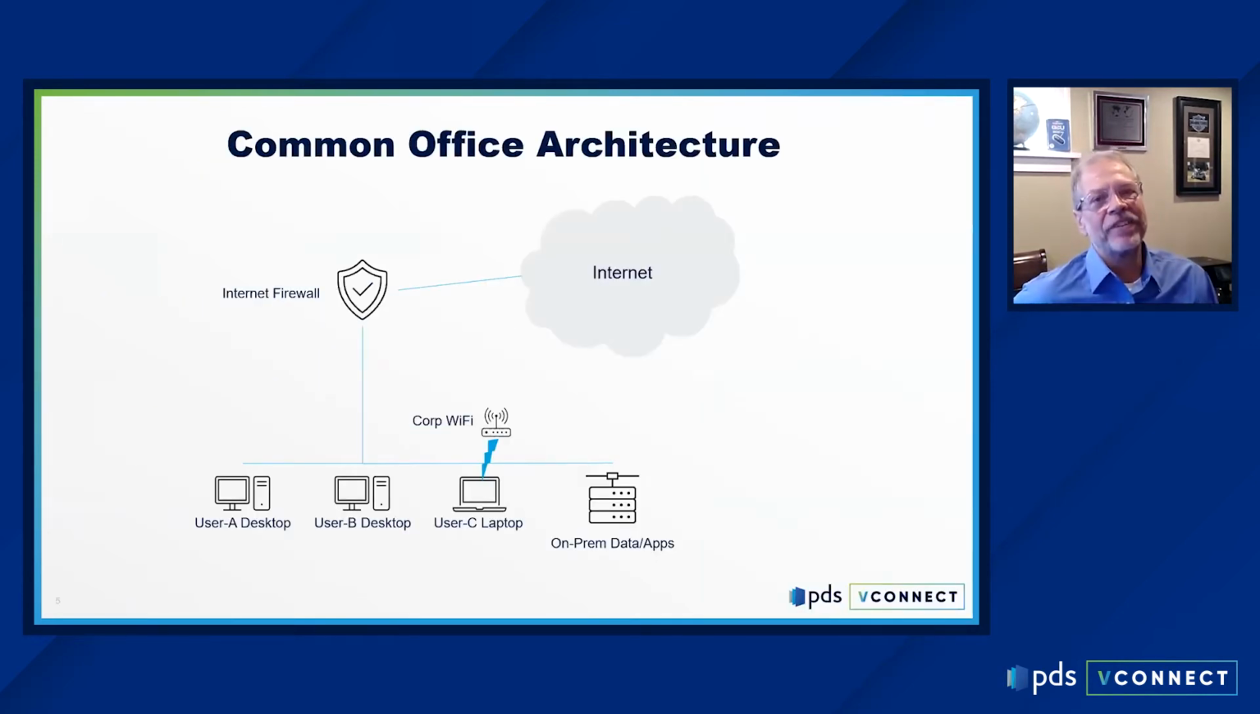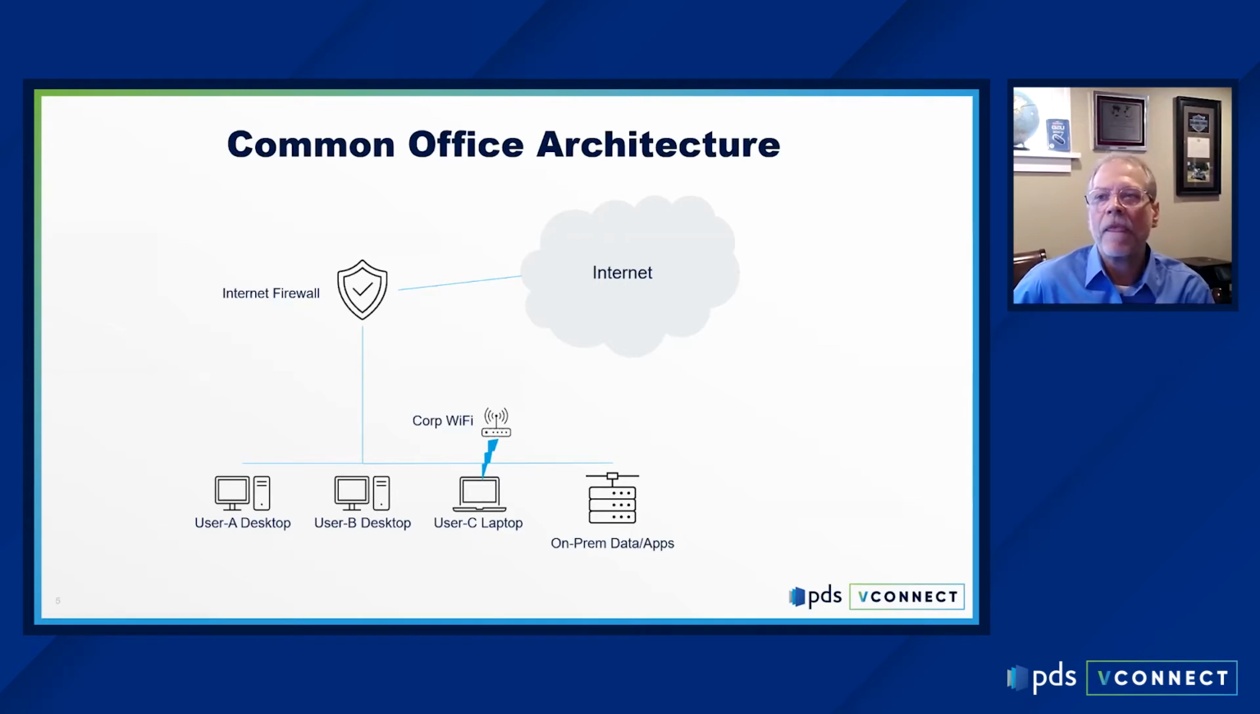So, common office architectures, and this is just a real generalization of the way offices are deployed. But typically, on the internal LAN, we've got users with desktops. We've got some users with laptops. They may use Wi-Fi. We've got some data, whether that's servers, whether there's a full data center in your corporate environment. But a lot of things behind this internet firewall. And that firewall is sort of the protective measure to keep nefarious things out and keep your network safe and healthy.